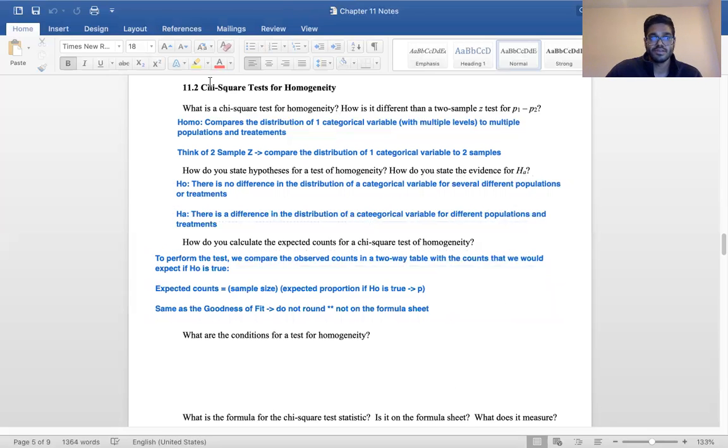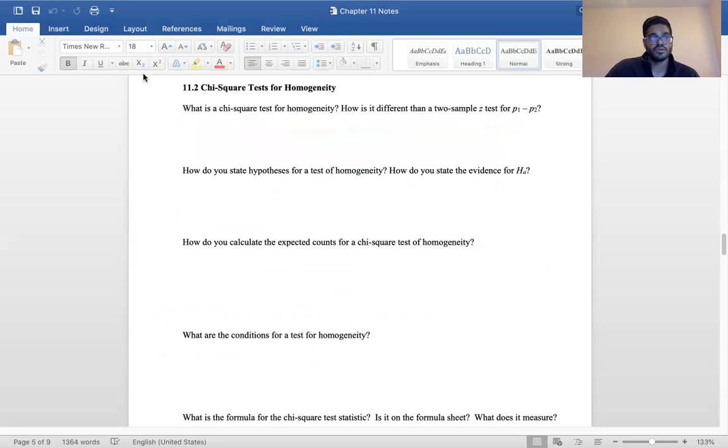Okay, the conditions. The nice thing about this is that the conditions are the same for the test of homogeneity and goodness of fit. So we have one, randomization. Two, n has to be less than or equal to 1/10 big N. And three, you have all expected counts greater than 5. So that's where that comes from.